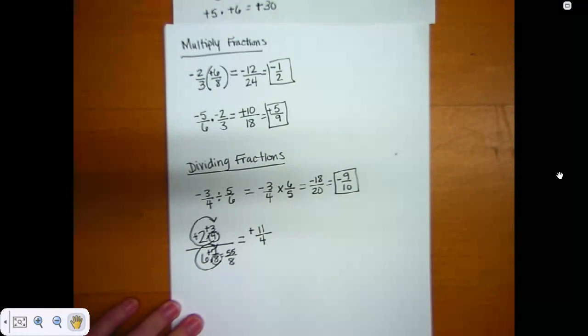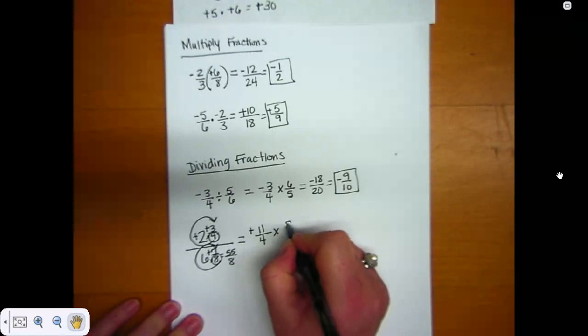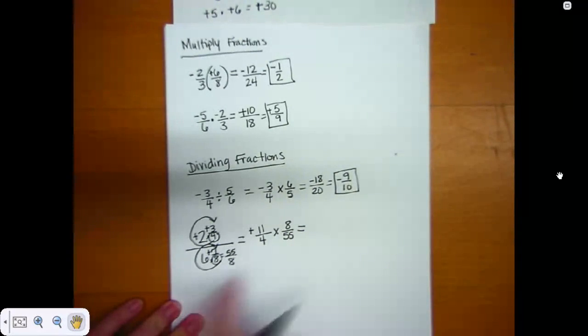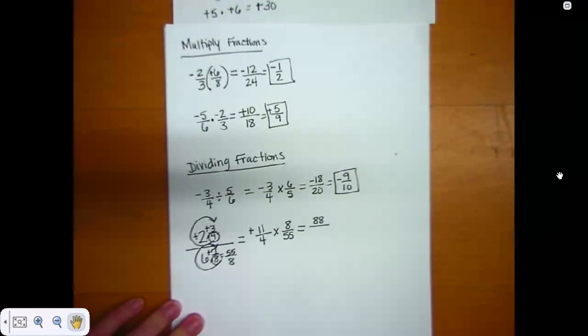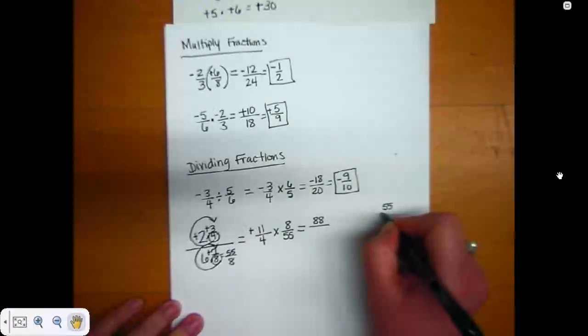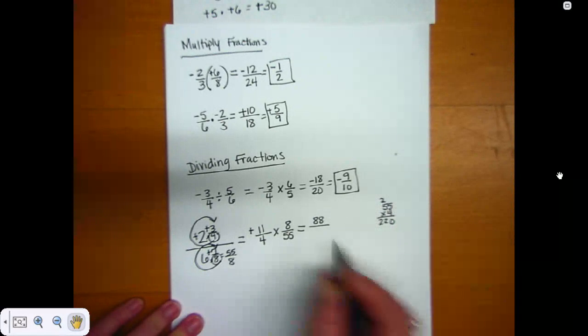Now I know I've got two fractions and I want to divide, so I'm going to flip the second one and multiply. So I'm going to flip it right here. Now I have 11 times 8 is 88. And 55 times 4, I don't know what that is, so I'm going to say 55 times 4 over here, 220.